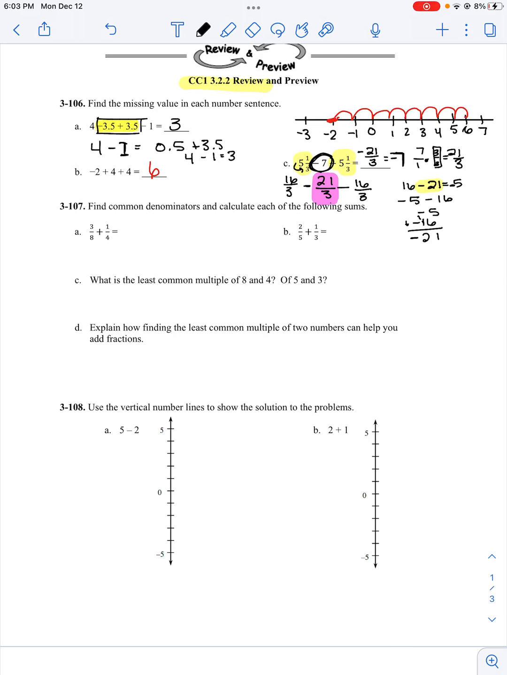Okay, problem 107. Find common denominators and calculate each of the following sums. So I have 4 and 8. And I have 5 and 3.